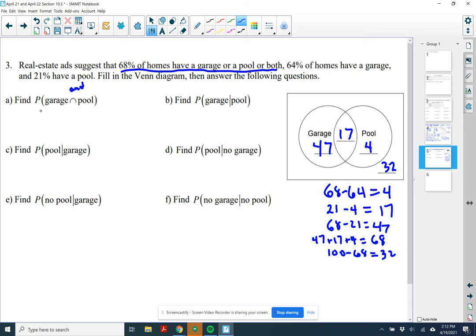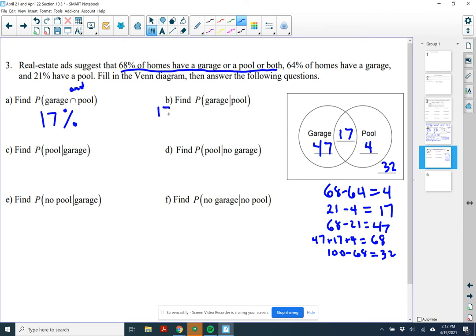Now, probability that they have a garage and a pool. Well, that's easy. That's 17%. It's the number right here in the middle. A garage and a pool. A garage given that they have a pool. Okay, garage given that they have a pool.